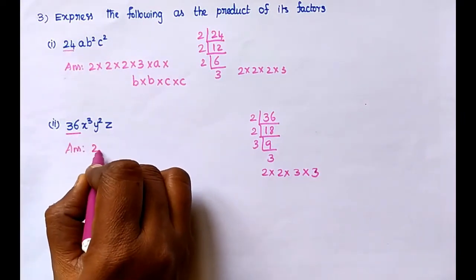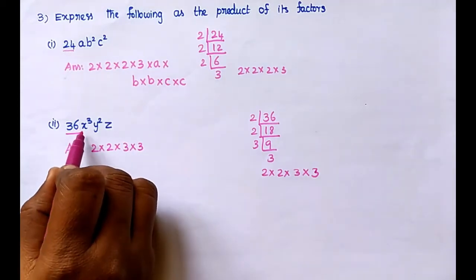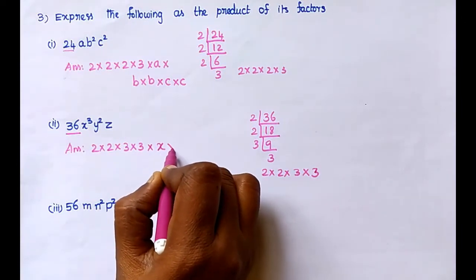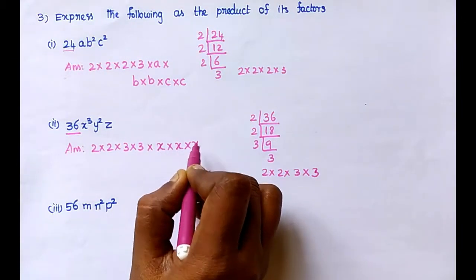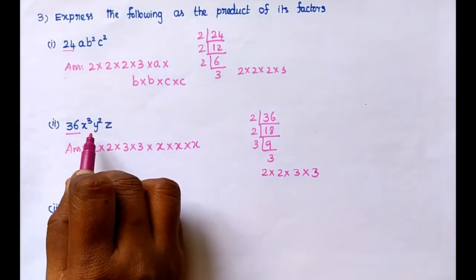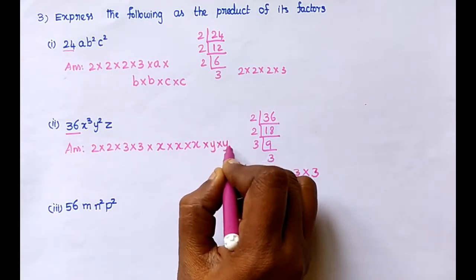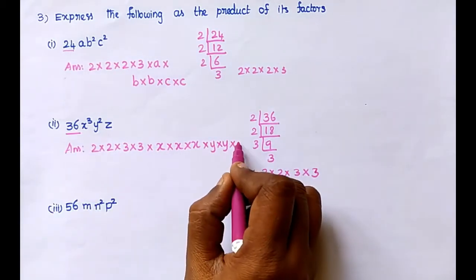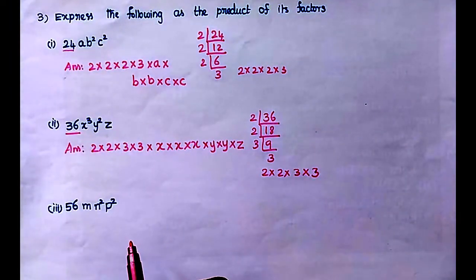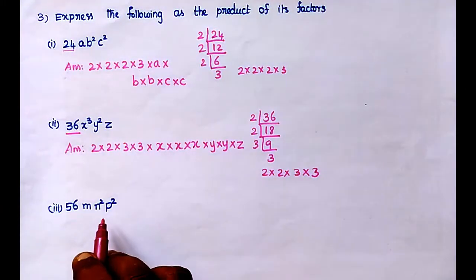36, that is 2 into 2 into 3 into 3. And then x cube. How will you write that? X cube means x into x into x. Multiply the x 3 times. That is the meaning. And then y square, that is y into y into z only one time. That is the answer.